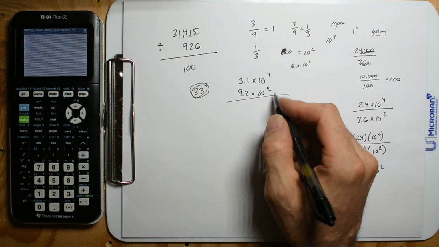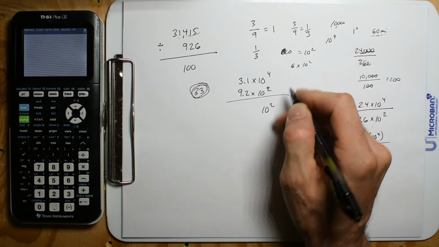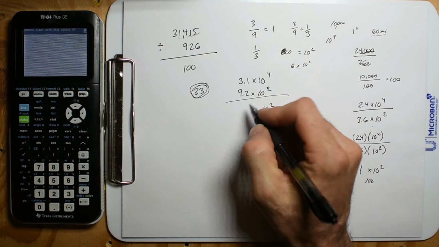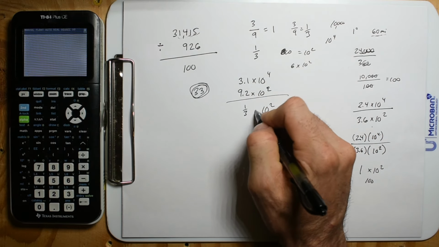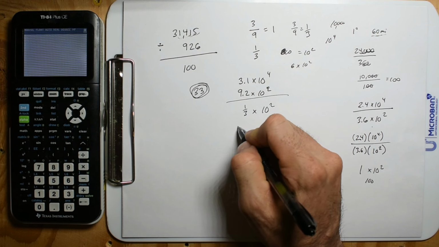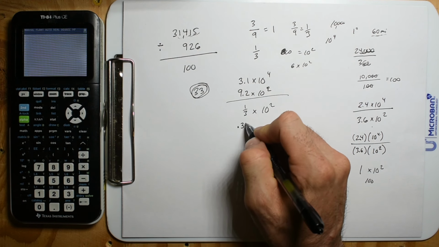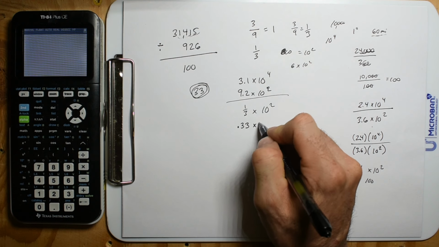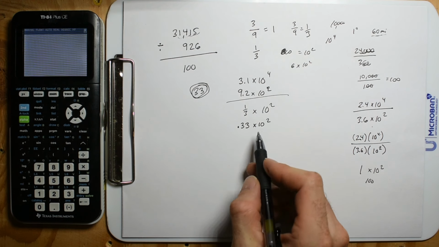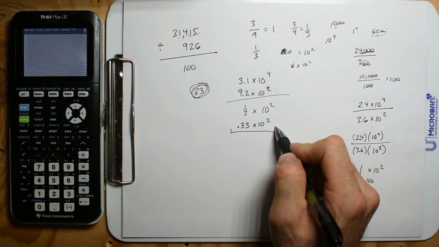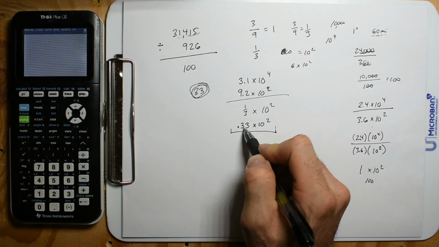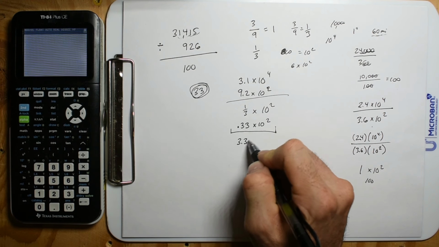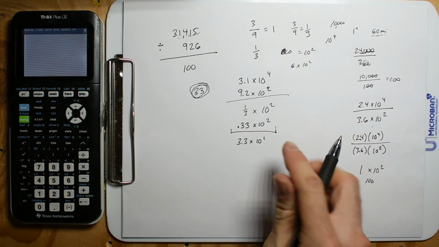And same thing, we're going to divide these. So we're going to have 10 to the 2, and then we're going to have basically 1/3 times 10 to the 2. So that's going to be 0.3. This is just going to be like 0.33 times 10 to the 2. Typically we don't do scientific notation like this, so move this over. We're going to have 3.3 times 10 to the 1.